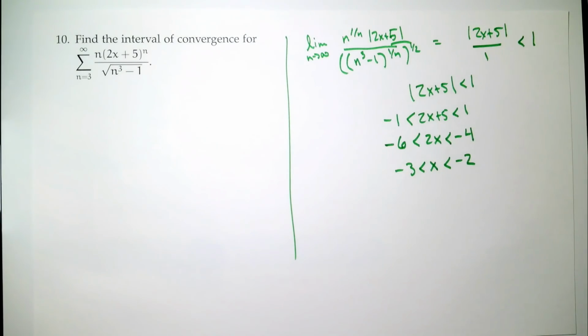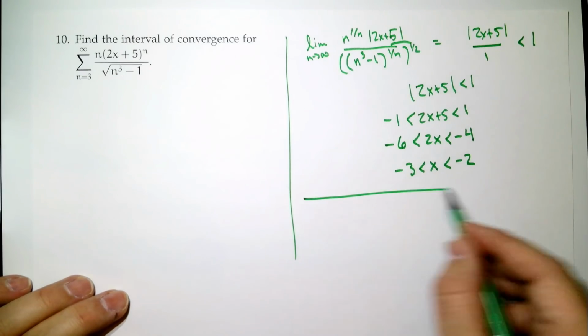Okay, so there's my interval to start with. Between negative 3 and negative 2, I definitely converge between those two values. Outside, we have to think. Okay, so now what comes next?